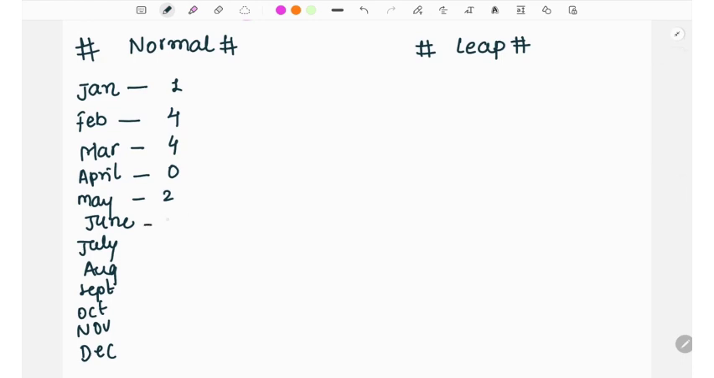For June the code is 5. For July it is 0. For August it is 3. For September it is 6. Okay, left is October, November, December: 1, 4 and 6.